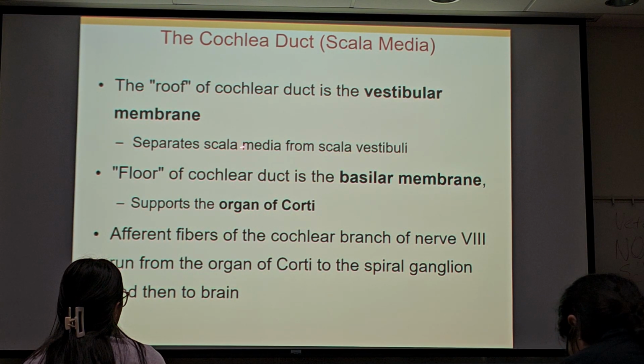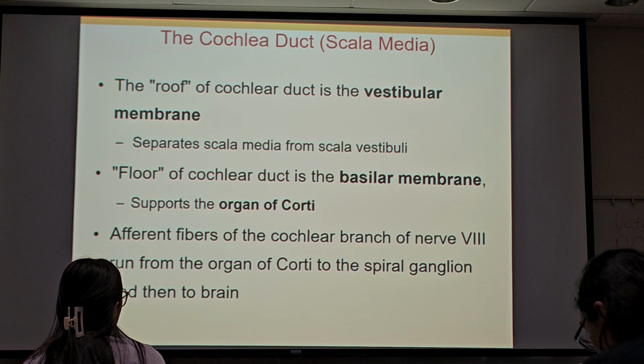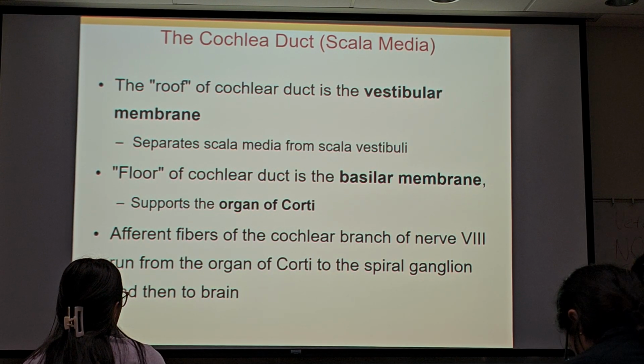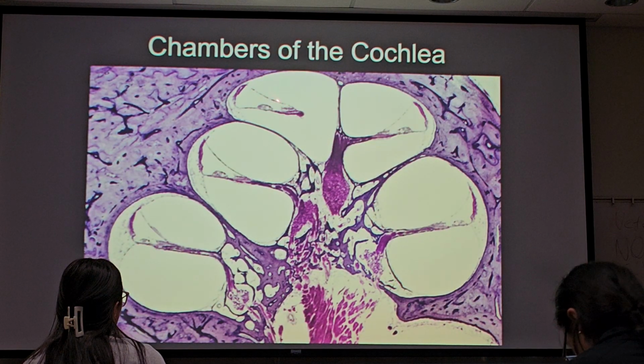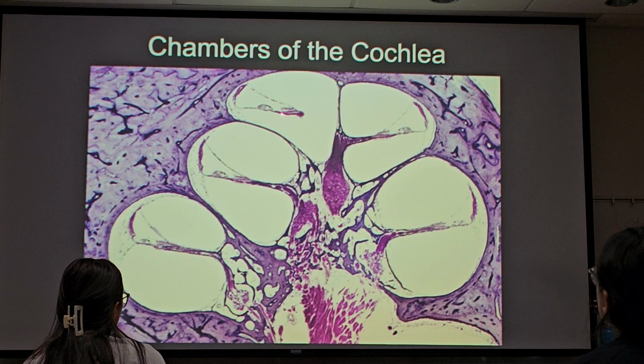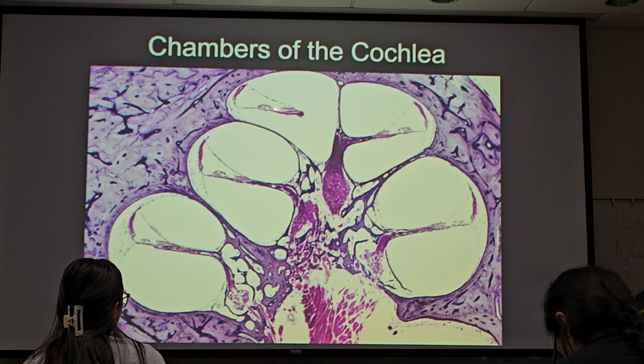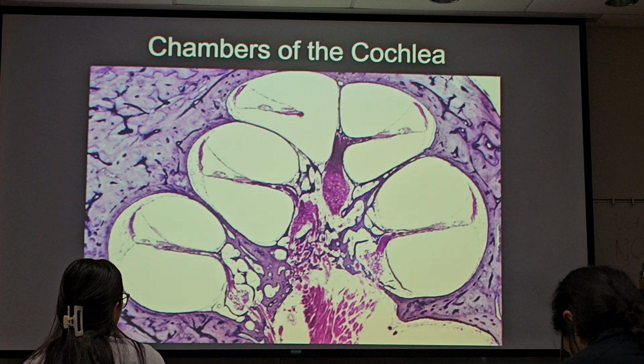The floor of the cochlear duct is called the basilar membrane. This is where we have the organ of Corti sitting on top of the basilar membrane. Here's the vestibular membrane. Let's label it. This is the basilar membrane. Sitting on top of that, we're going to see this blown up a little bit better, is the organ of Corti.